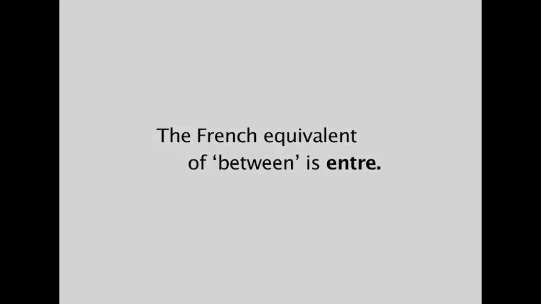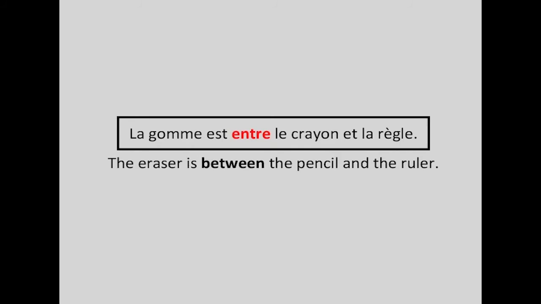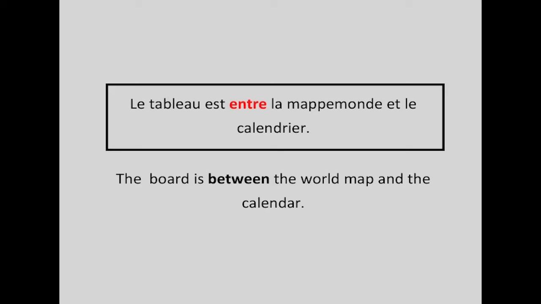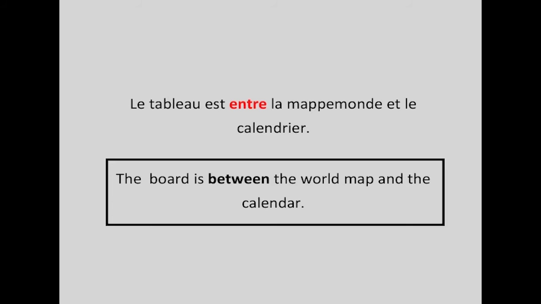Next, let me show you how the preposition between is used in French. The French equivalent of between is entre. Let's make a sentence with this preposition. La gomme est entre le crayon et la règle. In English, this would translate as the eraser is between the pencil and the ruler. Let's consider another sentence. Le tableau est entre la mappemonde et le calendrier. The English equivalent of this sentence is the board is in between the world map and the calendar.